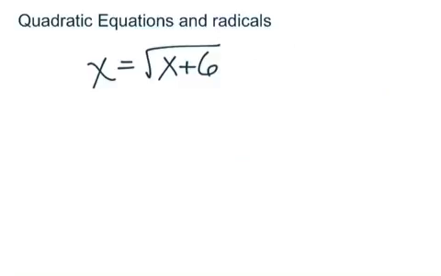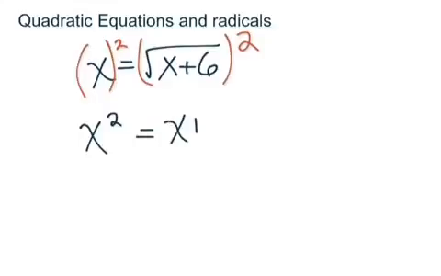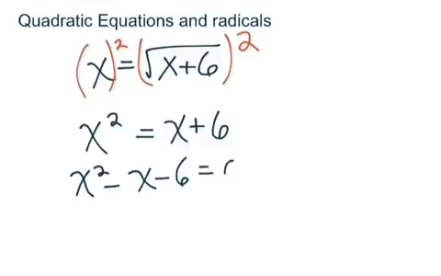Next, let's talk about quadratic equations that may include radicals. So sometimes as you're going about trying to solve a radical equation, which we already know how to do, you'll end up with a quadratic equation. So as we square both sides here, we end up with x squared equals x plus 6. And if we put that into standard form, we've got x squared minus x minus 6 equals 0. So to find the solutions here, we need to go ahead and factor it.